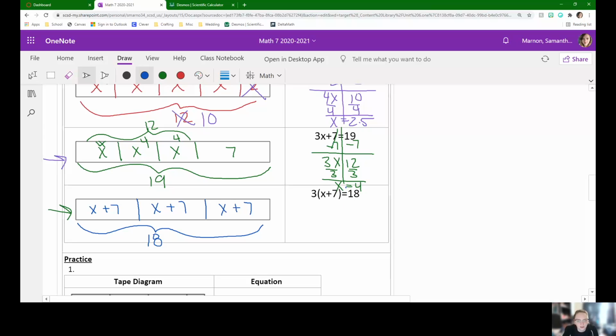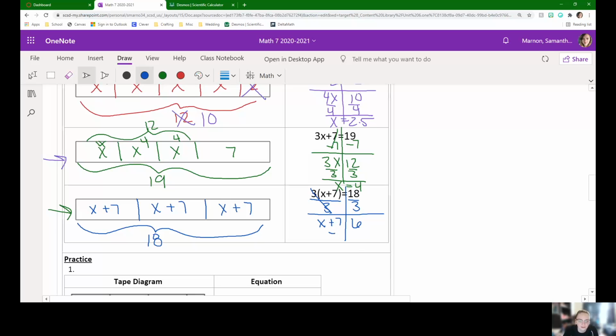So now when I'm looking at this, I can see that I need to take this 18 and split it into 3 or divide by 3. And on my equation, that means I need to do it to both sides. This 3 over 3, 1's out. You guys hate when I say 1's out, but we don't have a cool name for it. That leaves us with just one group, that 1x plus 7, and 18 divided by 3 is 6.